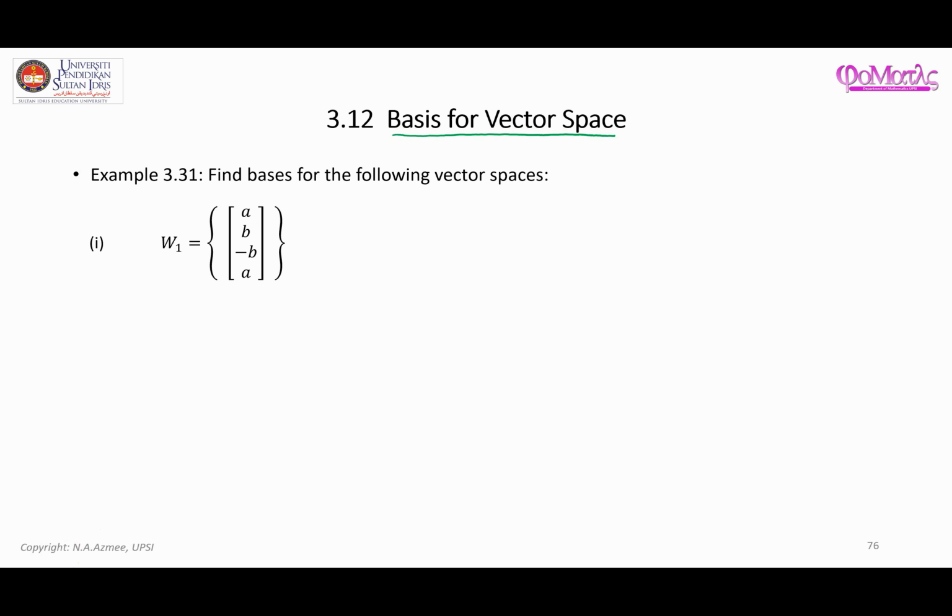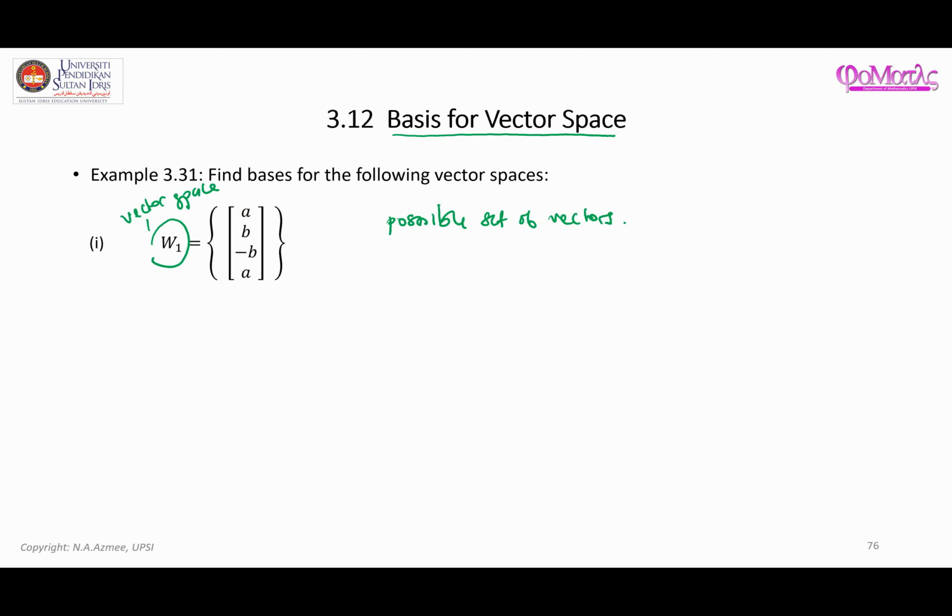In this video, I would like to give more examples related to basis for vector space. In this particular example, you are asked to find the basis for the following vector spaces. Here is an example of vector space. Clearly, you are dealing with some numbers here represented by a, b, negative b, and a. So it has to be defined in this way. It has 4 dimensions, so you have to think about the possible set of vectors to be considered.